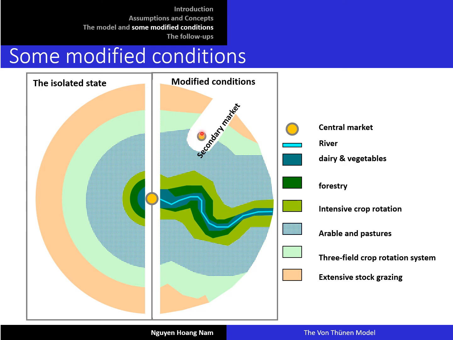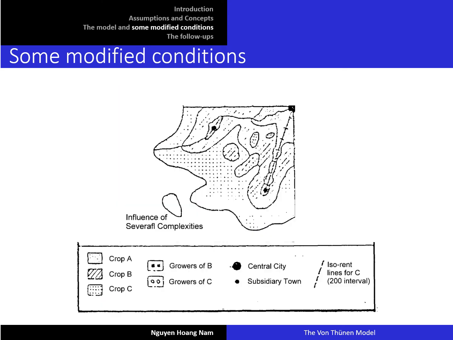Or there's another secondary market, apart from the first market here, the primary market. Then the whole thing here would be changed as well. So it's a very interesting modified condition of the von Thunen model, and you can always see this happening in real life. This is the case where we have one center city here, but we have some subsidiary towns here, and that will change the rings.